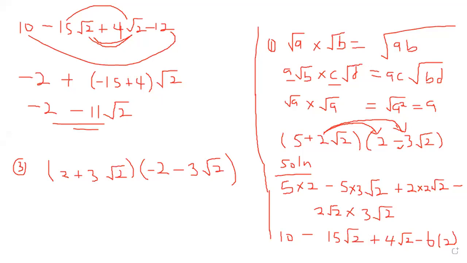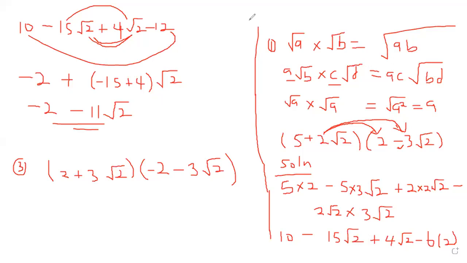So let me take Osman Sauda. Osman, let's take, Sir, yes. Please, the fourth step, the 10 minus 15 root 2 plus 4 root 2 plus, negative minus 12. Please, from that place, I'm confused. 10 minus 15 root 2 plus 4 root 2 minus 12.